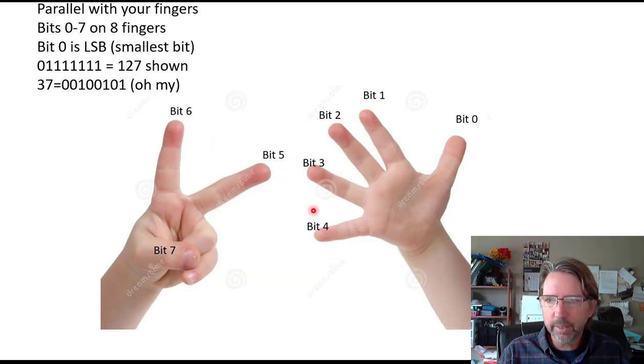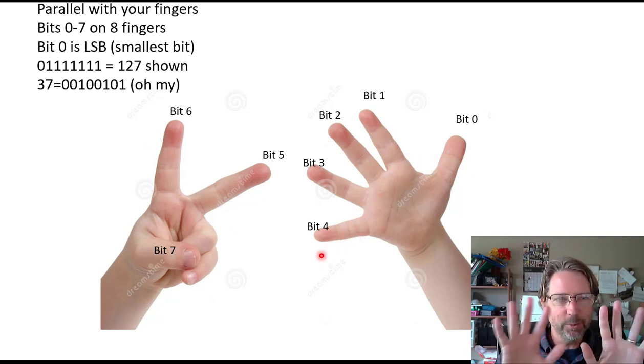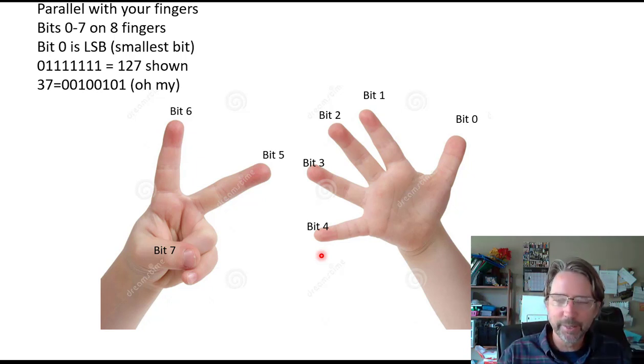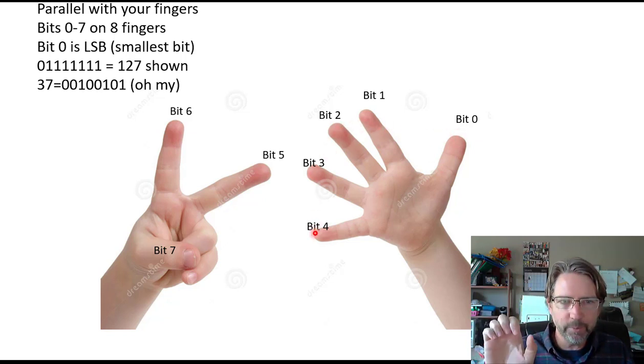So if we're doing parallel with fingers, this is something that's more fun to do in a classroom where we can hold up our hands and communicate with each other. But to use fingers, you would need to use 8 fingers at a time. You would assign each finger to be a bit, and then whether you hold it up or retract it is on, a 1, or off, a 0.